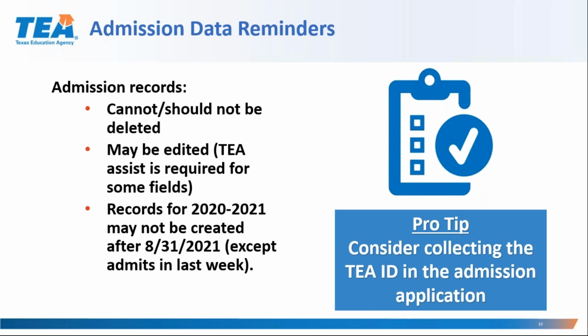And finally, remember that admission records for 2020-2021 may not be created after August 31st, 2021, except for those candidates with admission dates that are in the last week of August.